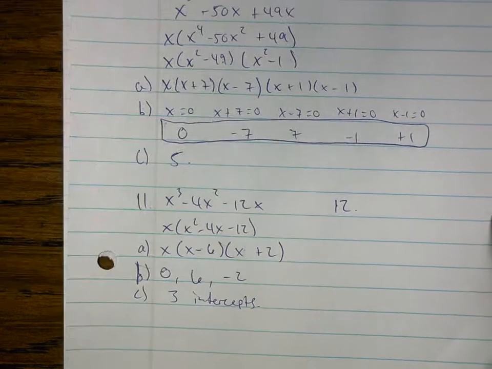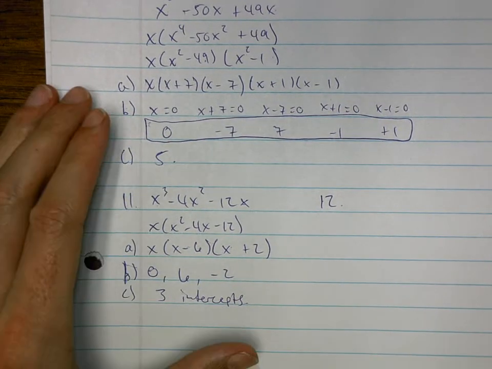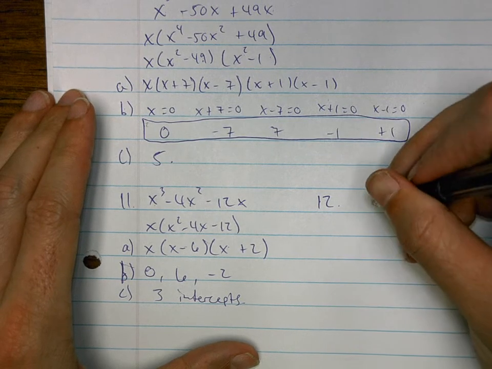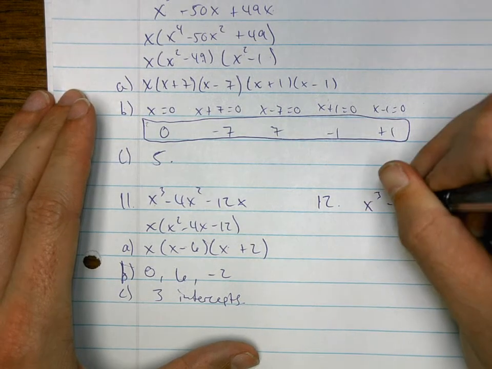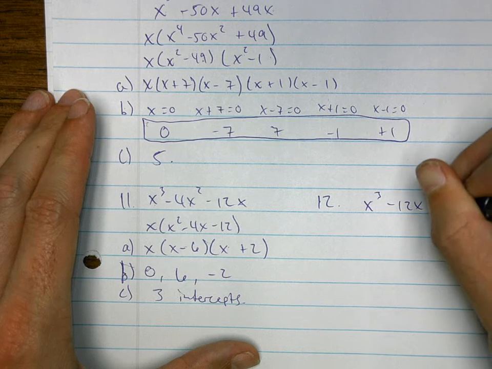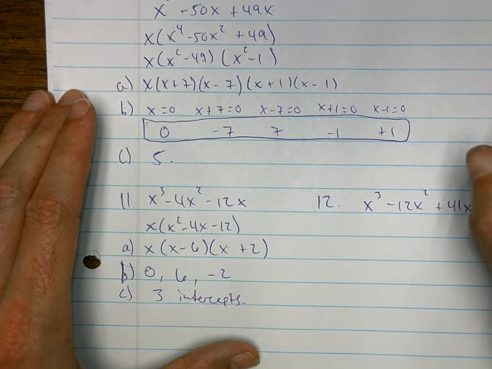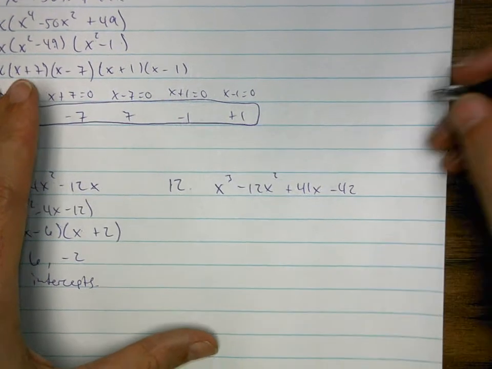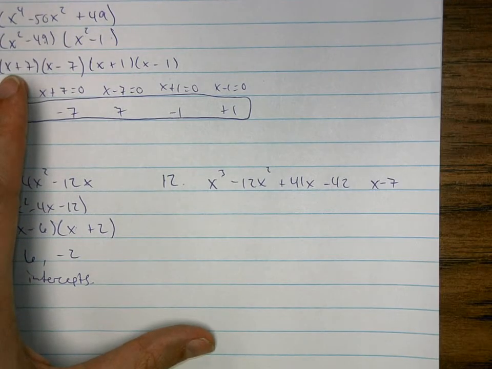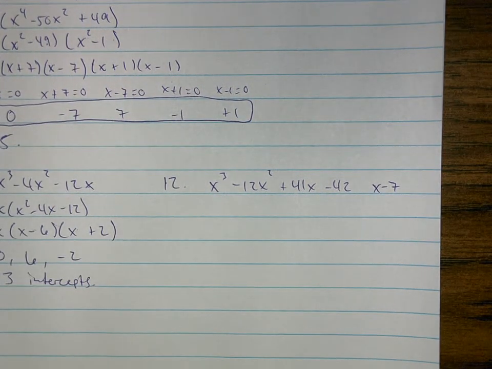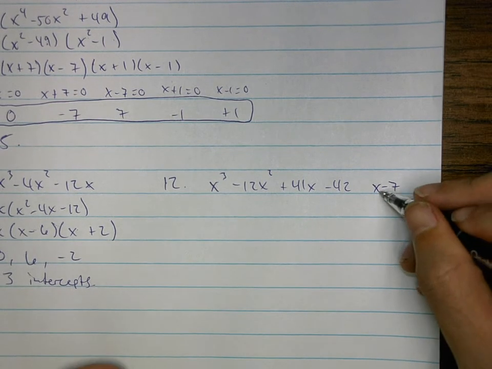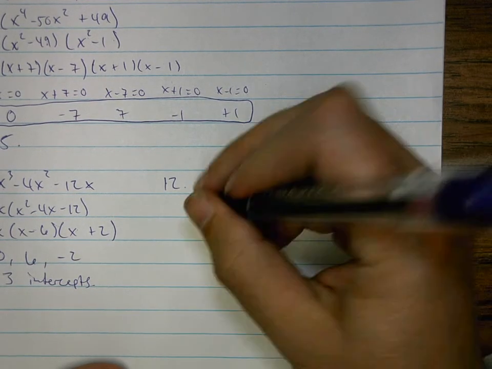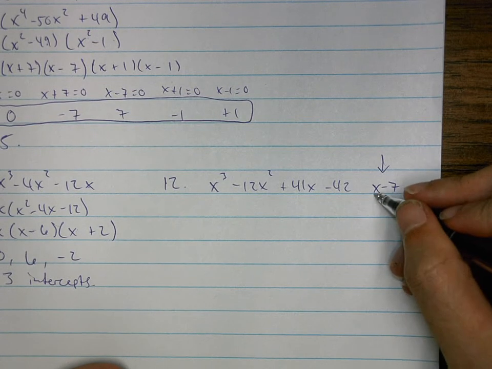For number 12, the problem said find all the roots if x minus 7 is a factor. So you have x cubed minus 12x squared plus 41x minus 42. And it said that x minus 7 was a factor. So I'm going to use synthetic division. In synthetic division, you take the 0 of this factor, that's a positive 7. Because 7 minus 7 is 0, so your x value is 7.